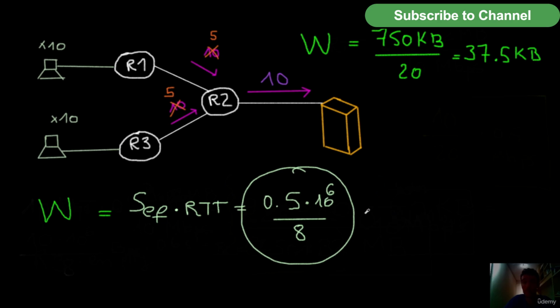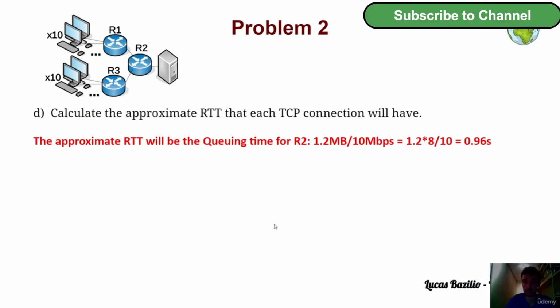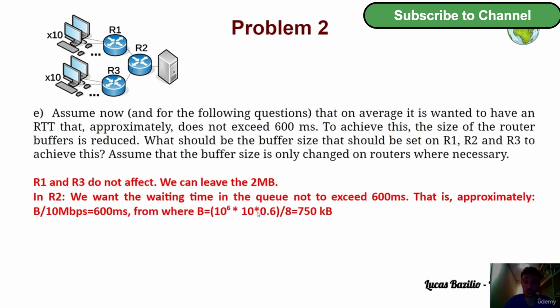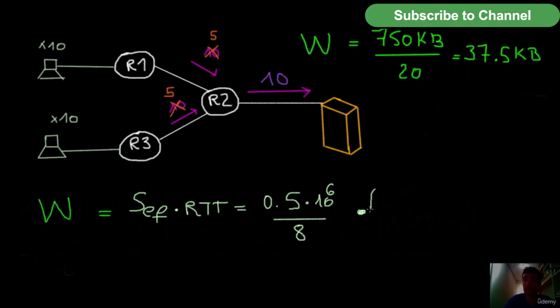Then all of this we multiply by the round trip time. We already saw on the question E that the round trip time was 600 milliseconds, which is the same as 0.6 seconds. Here we don't want to exceed the round trip time of 600 milliseconds, so in this case 0.6 seconds. So we multiply this by the round trip time, which is 0.6 seconds.